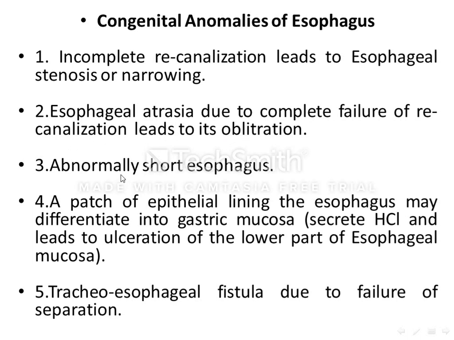The third anomaly is the presence of an abnormally short esophagus. The fourth anomaly is due to the presence of a patch of epithelial lining of the esophagus, which may differentiate into gastric mucosa that secretes HCl and leads to ulceration of the lower part of the esophageal mucosa. Another anomaly is called tracheoesophageal fistula, due to failure of the separation.